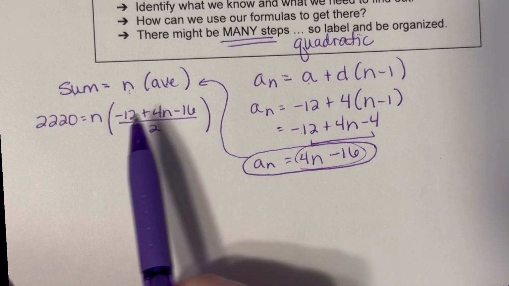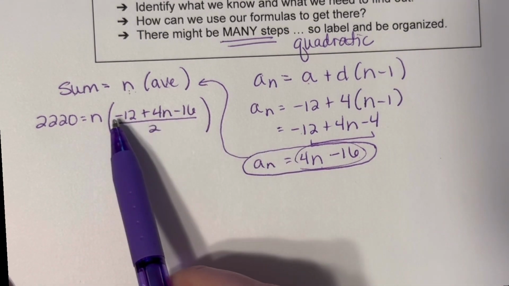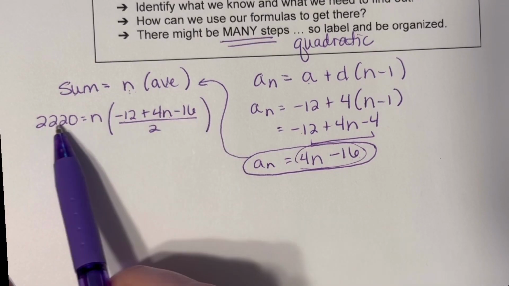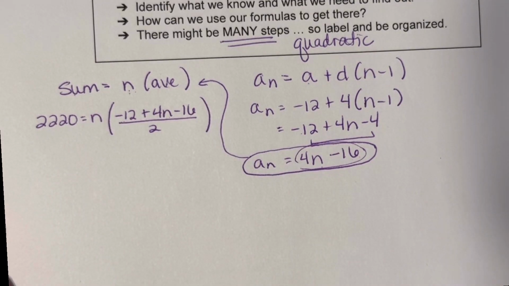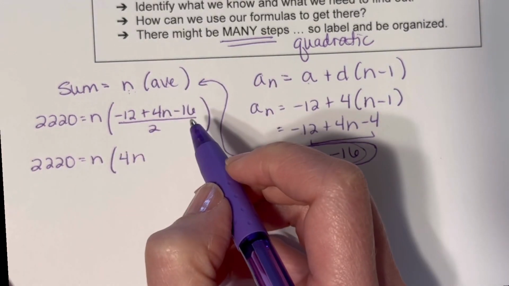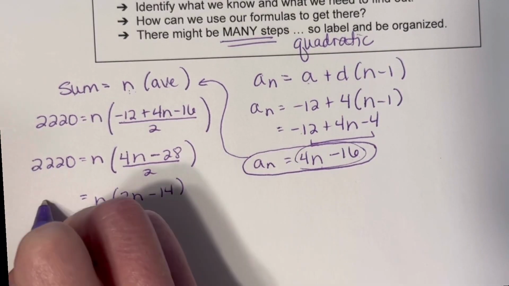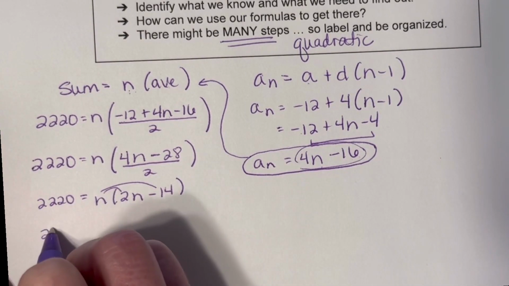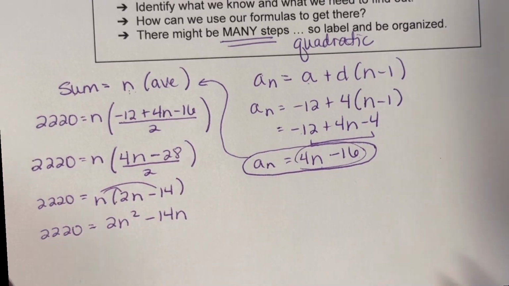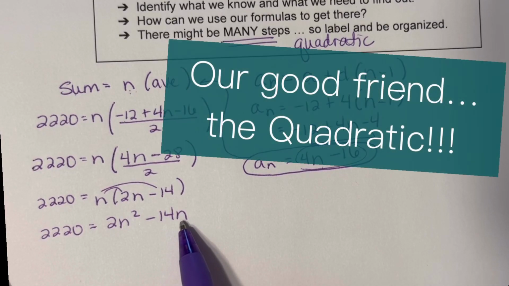Oh, look what happened here. Now I have an n. I only have one variable, which is n. I can solve this if I only have one variable. Let's simplify this though. It kind of looks gross. Now I'm looking at this and saying, this reminds me of a quadratic.